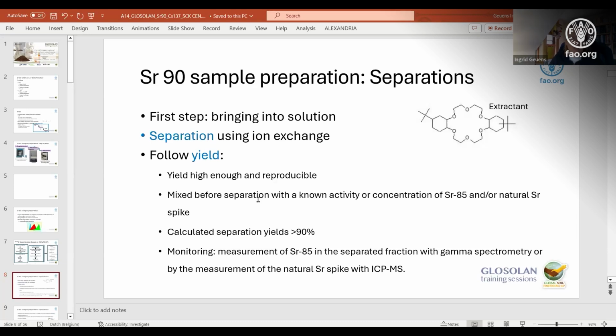So for monitoring, we measure the strontium-85 in the separated fraction with gamma spectrometry, because it's a gamma emitter. Or if we use the natural strontium spike, we then measure the strontium with ICP-MS, just to be sure what the yield is. That's a very important element for separation.